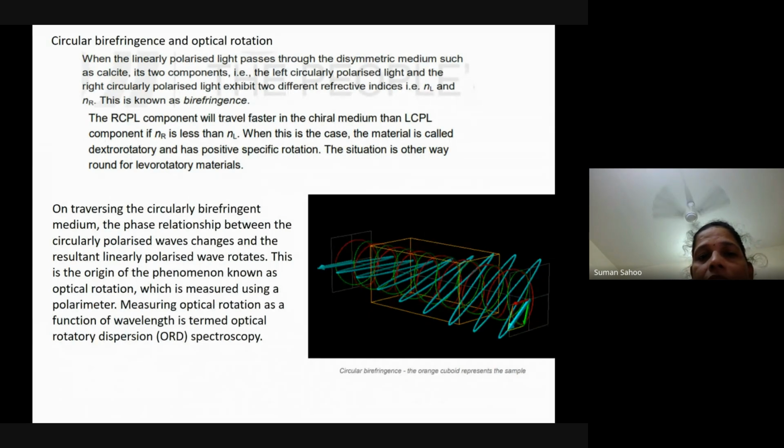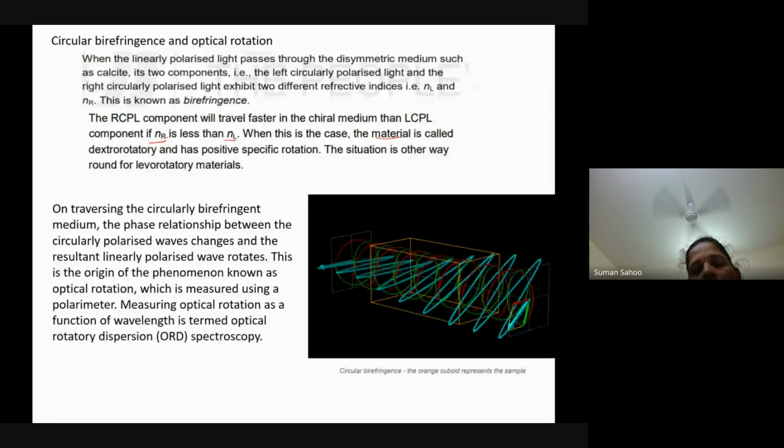If nr is less than nl, then the right circularly polarized light will travel faster. In that case the material is called dextrorotatory, because it is traveling faster and has positive specific rotation. The situation is the other way around for levorotatory materials. On traversing the circularly birefringent medium, the phase relationship between the circularly polarized waves changes and the resultant linearly polarized wave rotates. This is optical rotation.